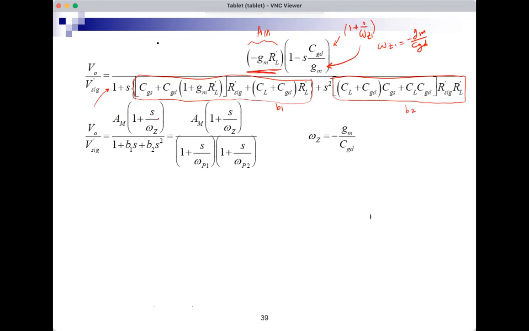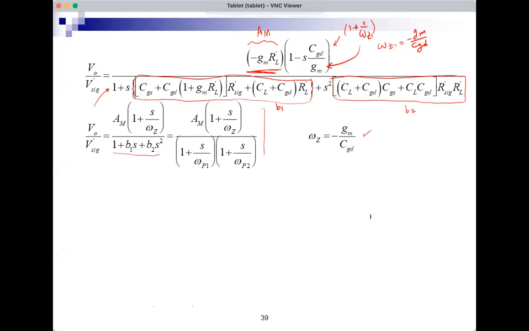And this is the zero frequency. We already derived that. And now this is just the 1 plus B1S plus B2S squared. Even though the expressions for B1 and B2 contain resistors and capacitors, and they're maybe complicated, they're just numbers. And if I have 1 plus B1S plus B2S squared, I can factorize it into 1 plus S over omega P1 times 1 plus S over omega P2.